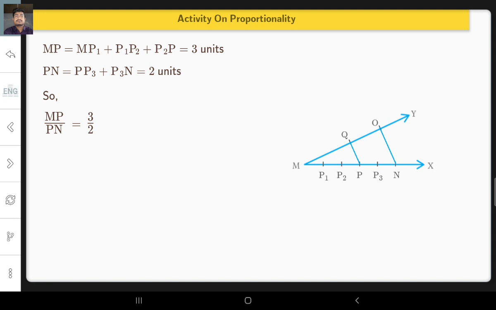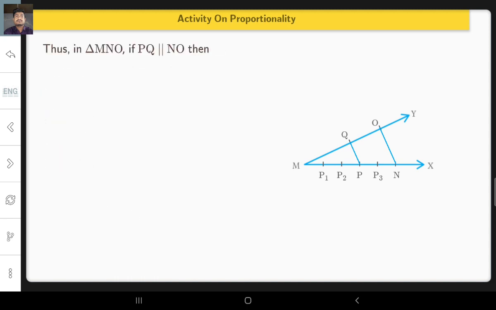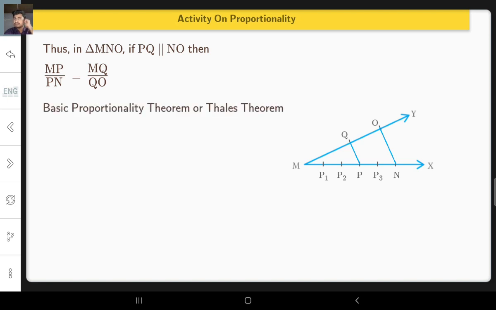Now, whatever be the lengths of MQ and QO, you will find that the ratio of MQ and QO equals 3:2. Thus, in triangle MNO, if PQ is parallel to NO, then MP by PN is equal to MQ by QO. This result obtained is known as the basic proportionality theorem, or Thales theorem.